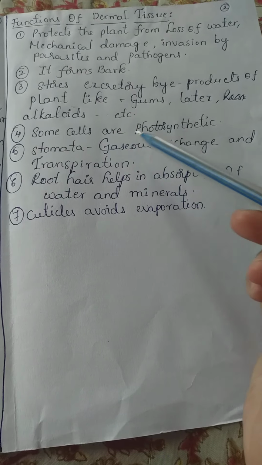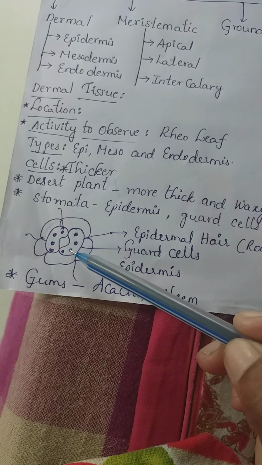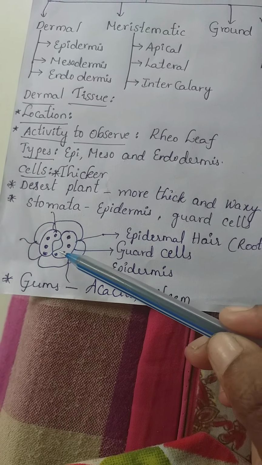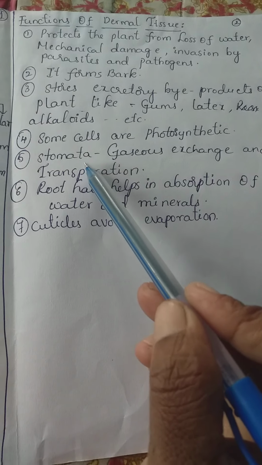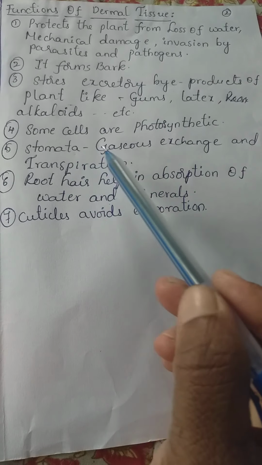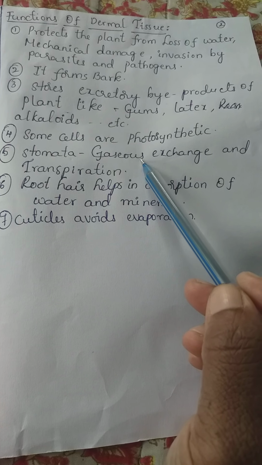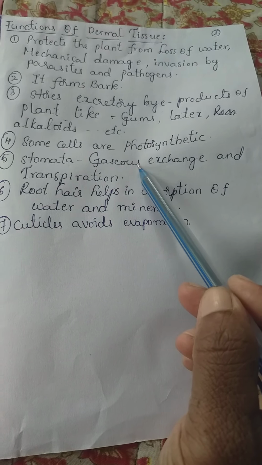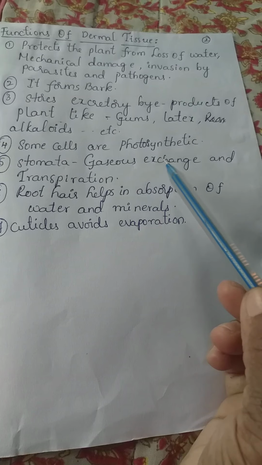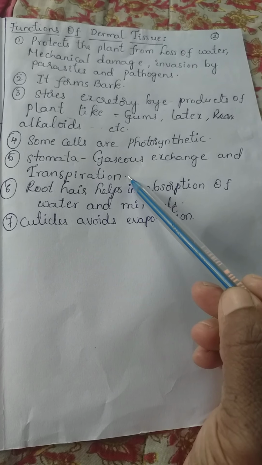Some of the cells are photosynthetic, as I told you already. So these guard cells contain chlorophyll so that they can perform photosynthesis. Next one, stomata is present in epidermis, which is helpful for gaseous exchange. During photosynthesis, oxygen will be liberated. During respiration, carbon dioxide will be liberated out. And it is also useful in transpiration.